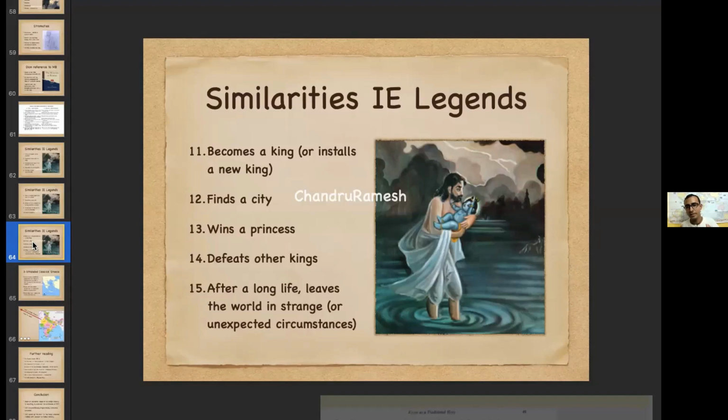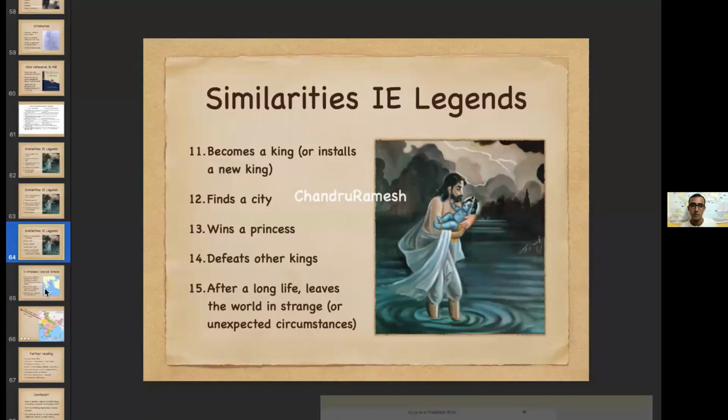So these 15 similarities you find all across the Indo-European legends in most cases. So this is also one indirect indicator that this pattern, how he's born and how he grows up, how he kills his enemy, etc., this pattern itself is similar. This is also an indicator that all of them are coming from a common culture.